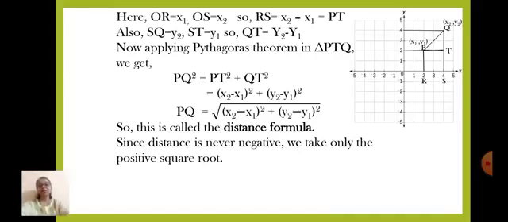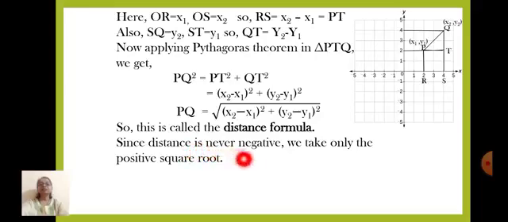So let us apply the Pythagoras theorem in this right angle triangle PQT. So PQ square is equal to PT square plus QT square, right? But PT is how much? PT is nothing but x2 minus x1 the whole square plus QT is y2 minus y1 the whole square. Now this is PQ square, but we want the value PQ. So on taking square root on both the sides, PQ is equal to square root of (x2 minus x1) the whole square plus (y2 minus y1) the whole square. And this is called the distance formula.